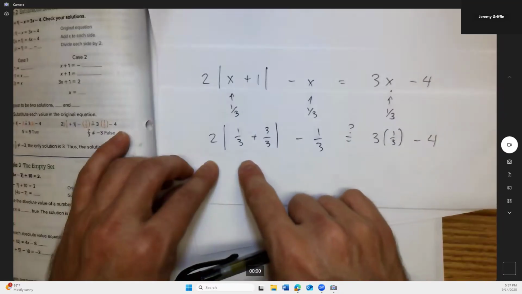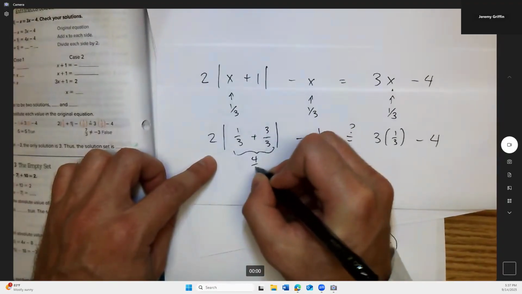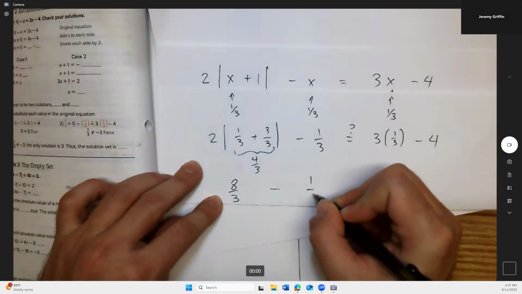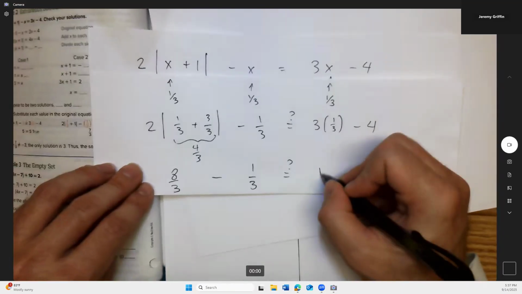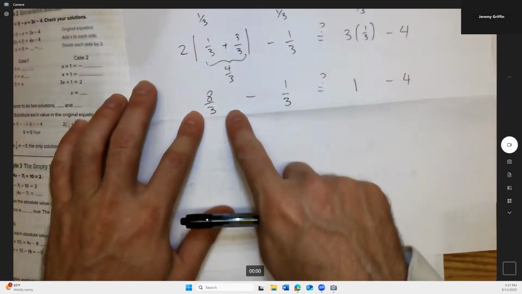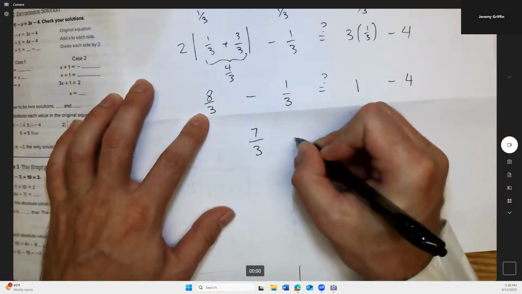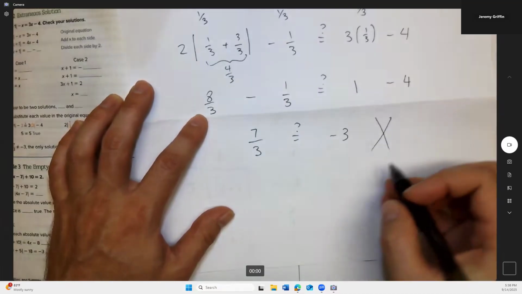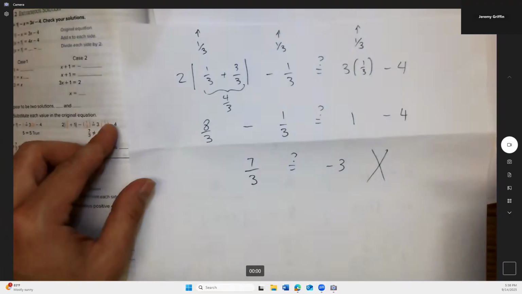We'll find out. Right, so this looks like 4/3. And then times 2, this whole thing would be 8/3. Then we've got minus this 1/3 over here. Is that equal to 3 times the third is 1 minus 4? All right, keep going. So then 8/3 minus 1/3, that would be 7/3. Is that equal to 1 minus 4 is negative 3? Fail. So that did not work. So that means that this 1/3 is actually not the solution.